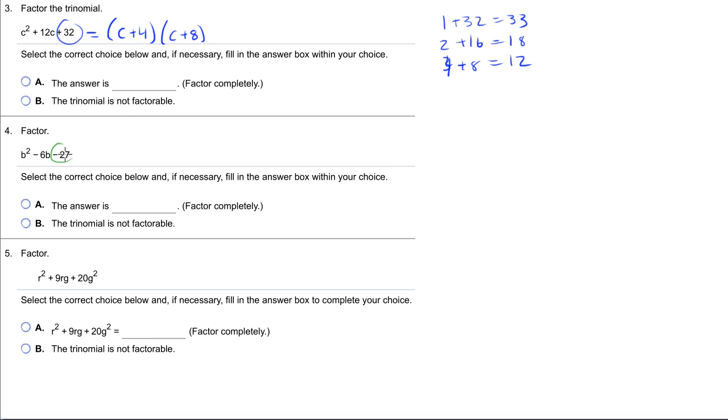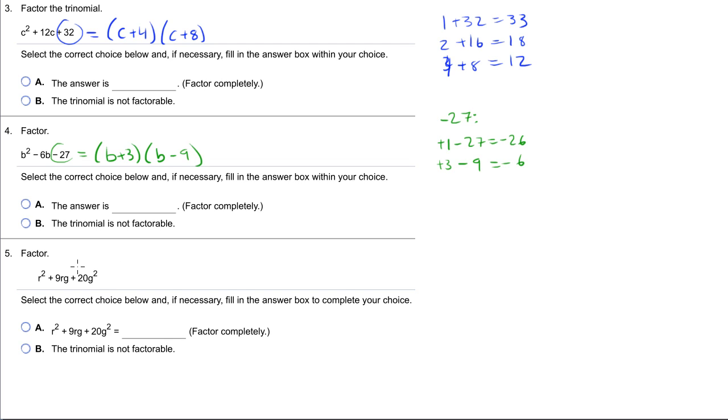Next, we're going to do the same thing here with b squared minus 6b minus 27. We're just going to take our negative 27 and pull it apart. So we could have plus 1 minus 27. Nope, that's a negative 26. We could have plus 3 minus 9, that's a negative 6, so that's what we want. b plus 3 times b minus 9.